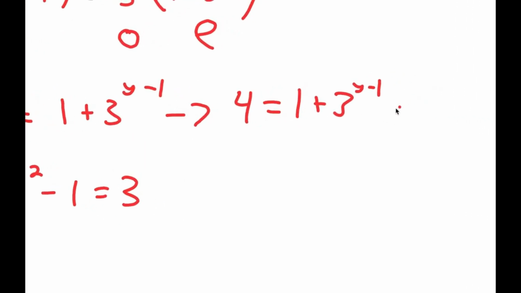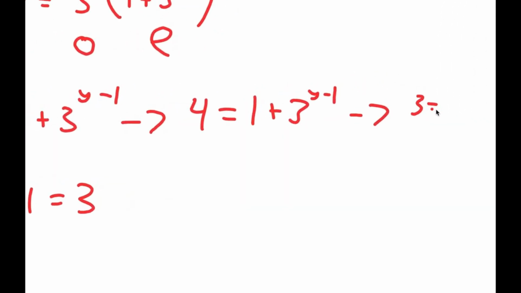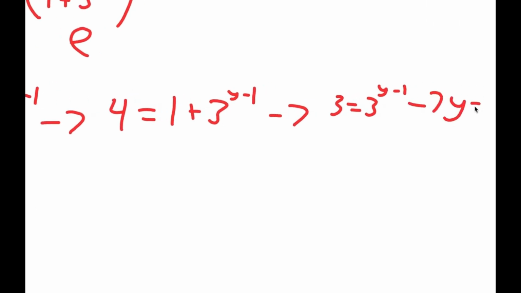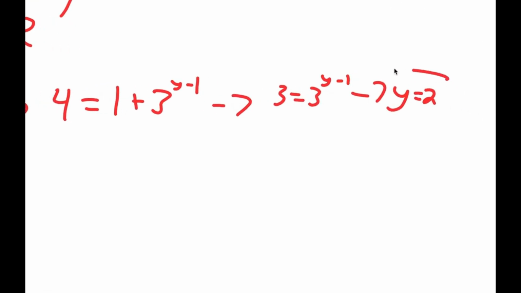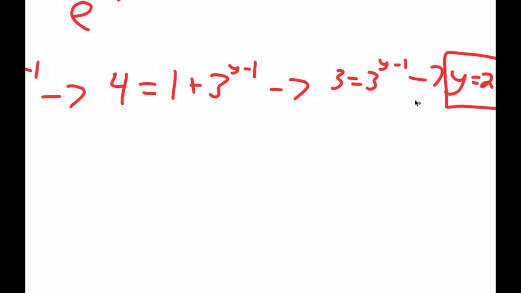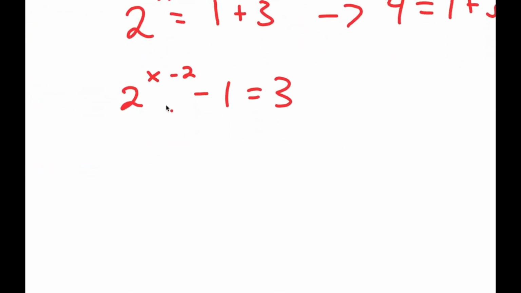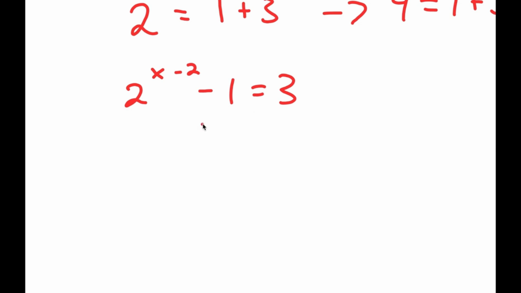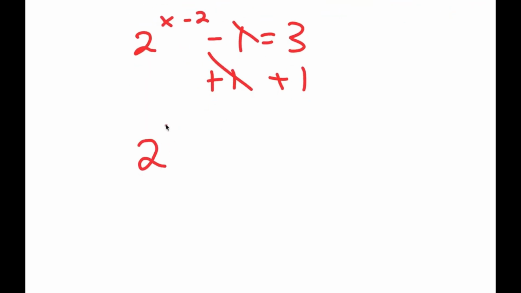And this means that 3 is equal to 3 to the power of y minus 1, meaning y is equal to 2. So the value of y is 2. Now for 2 to the power of x minus 2 minus 1 equals 3, I'm going to first start by adding 1 on both sides. So I get 2 to the power of x minus 2 is equal to 4.